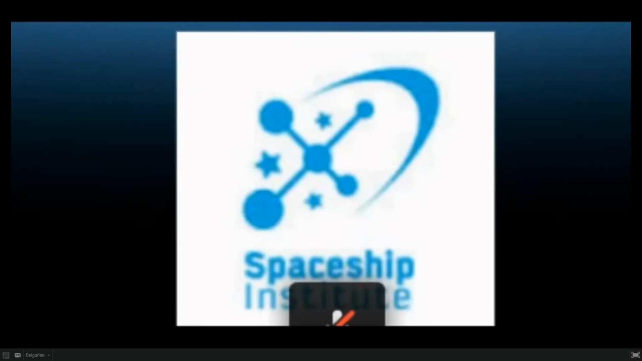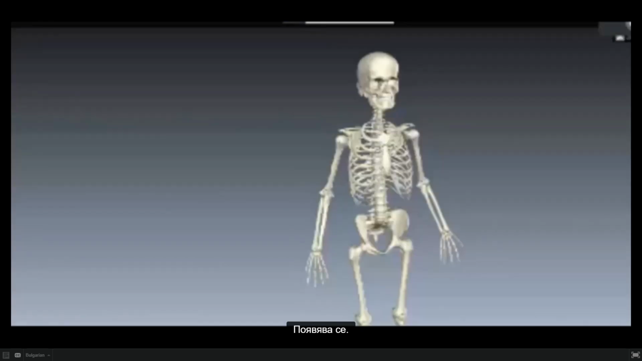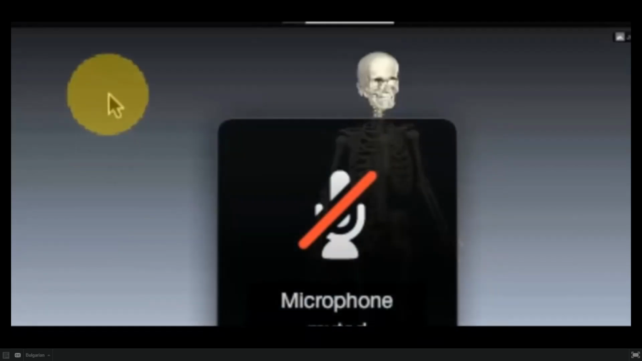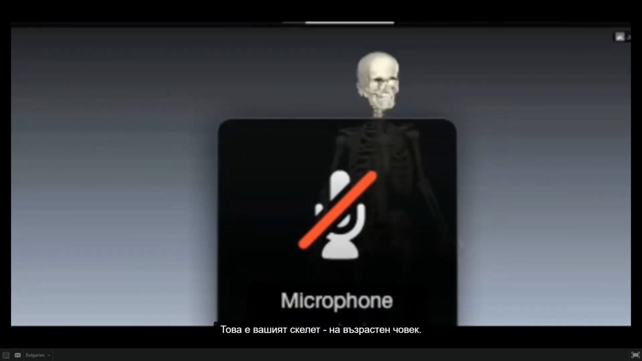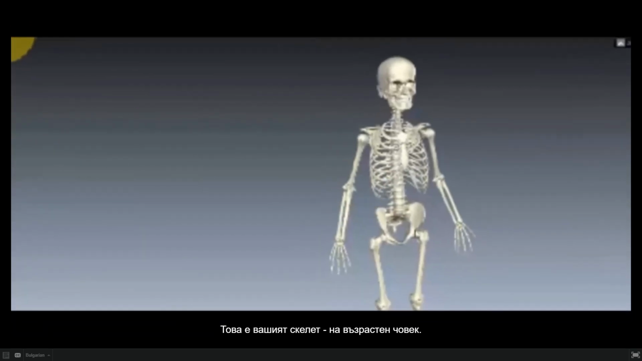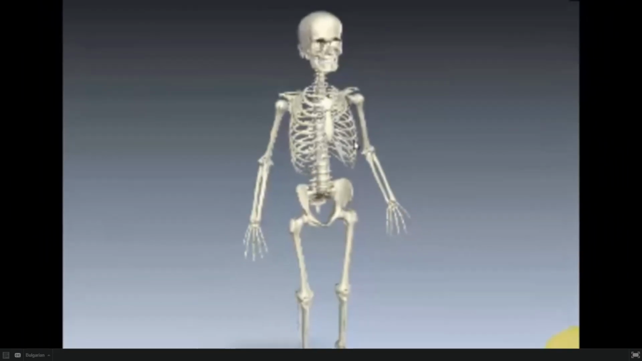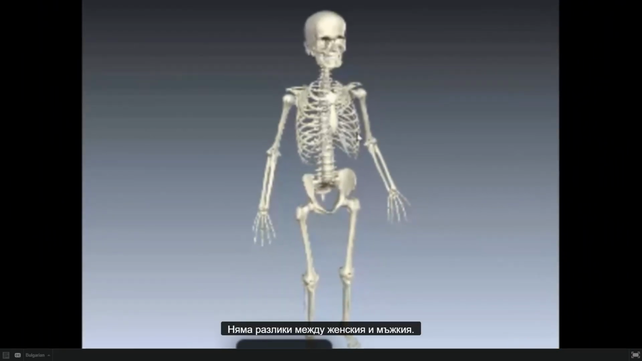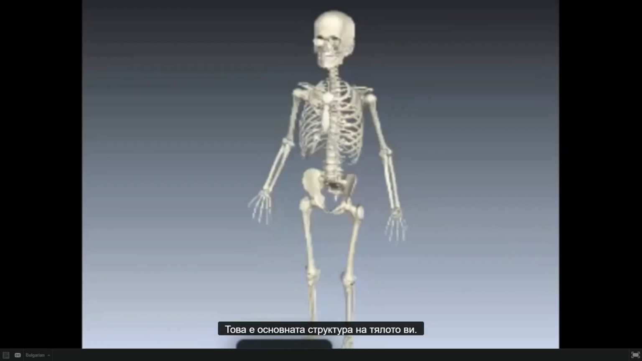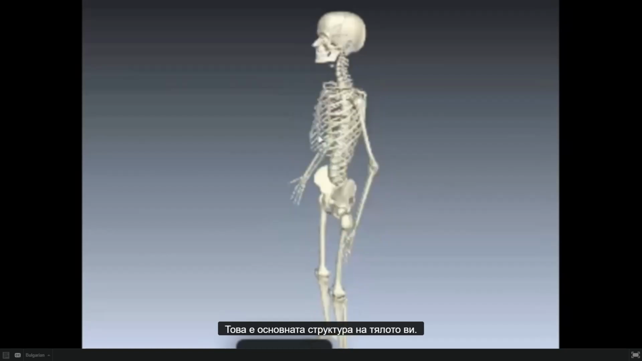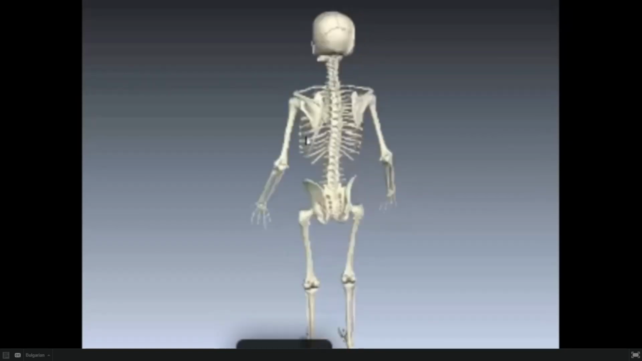I just ask you to tell me if it's visible for you. So it is your skeleton. It is the skeleton of an adult person. There is no difference between the female and male. It is the base structure of your body.